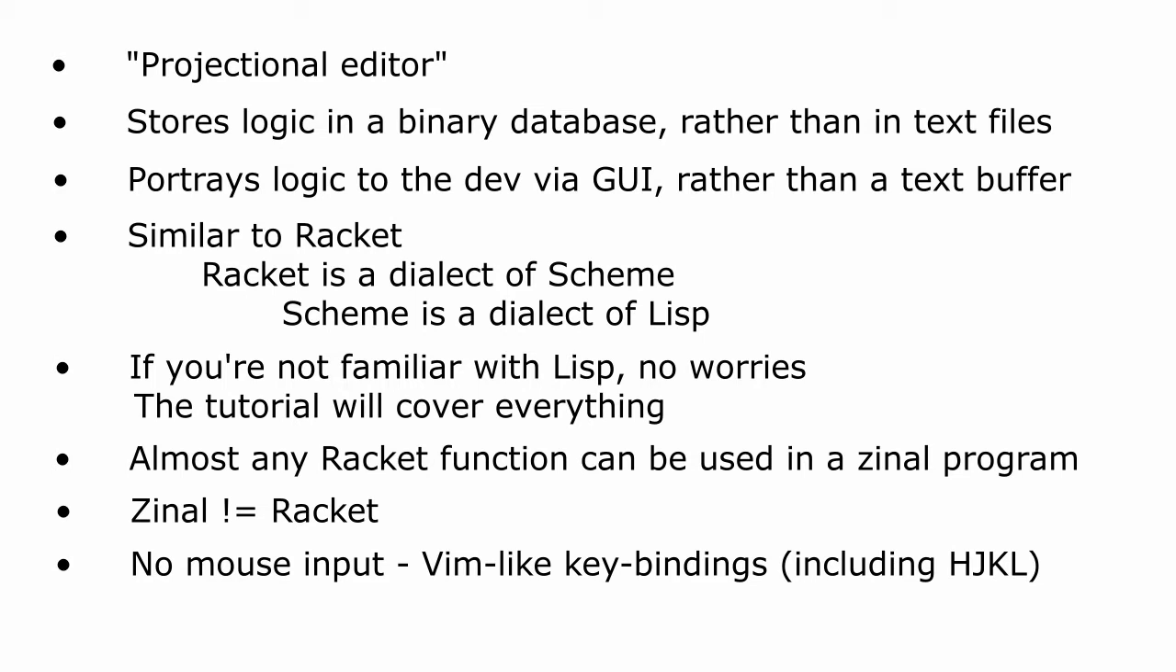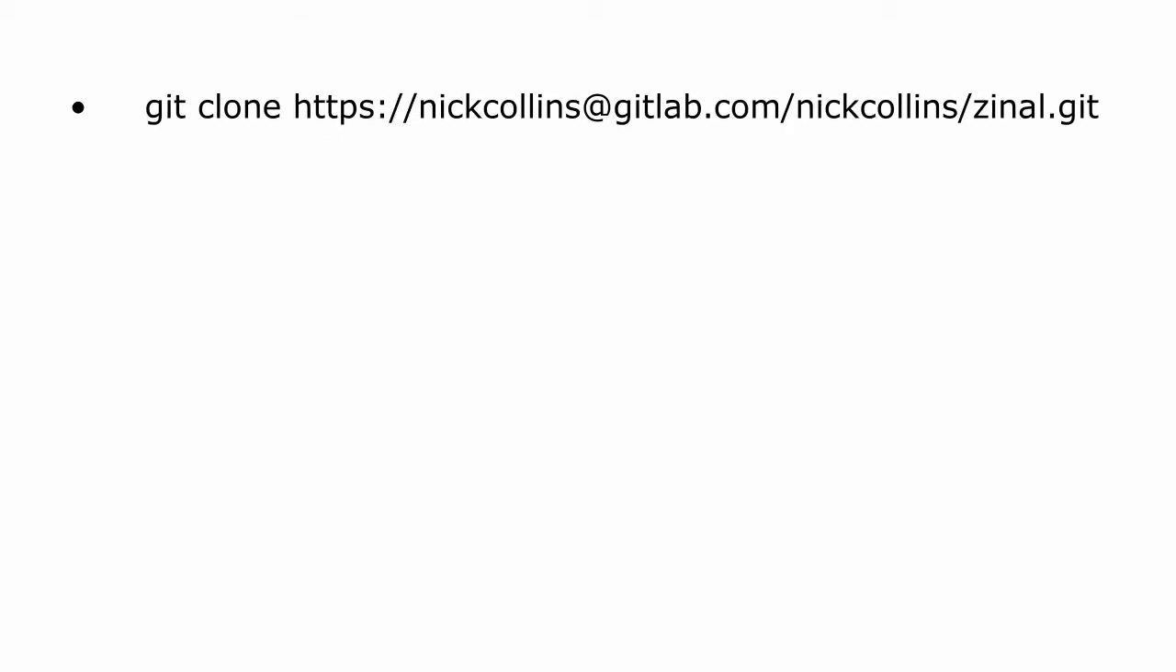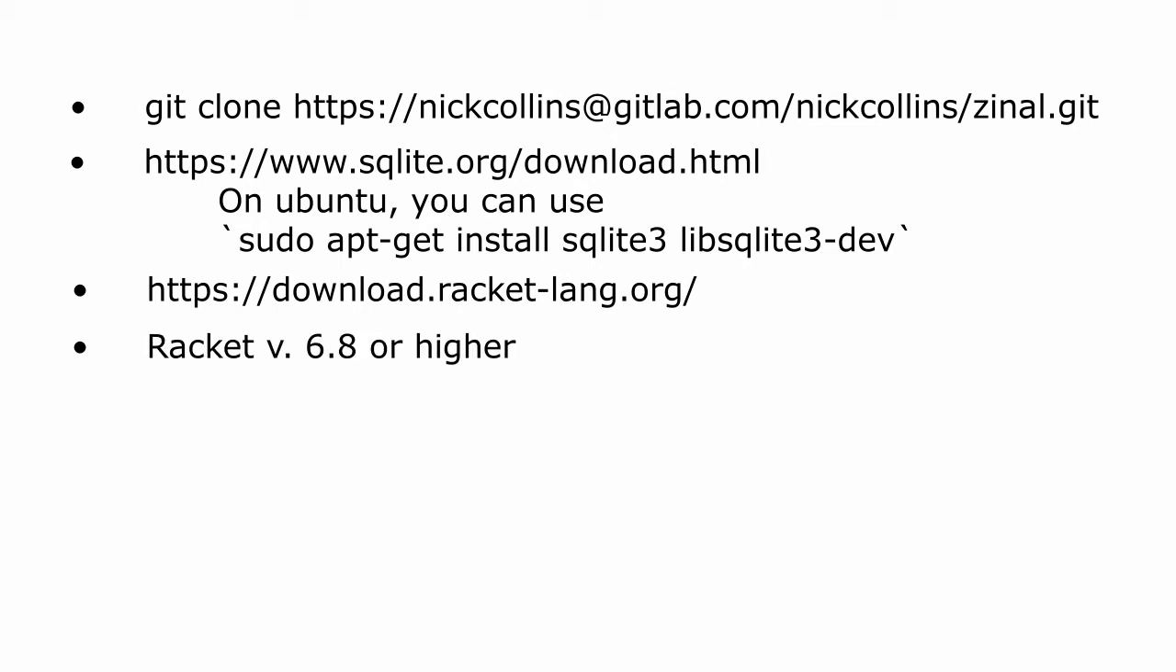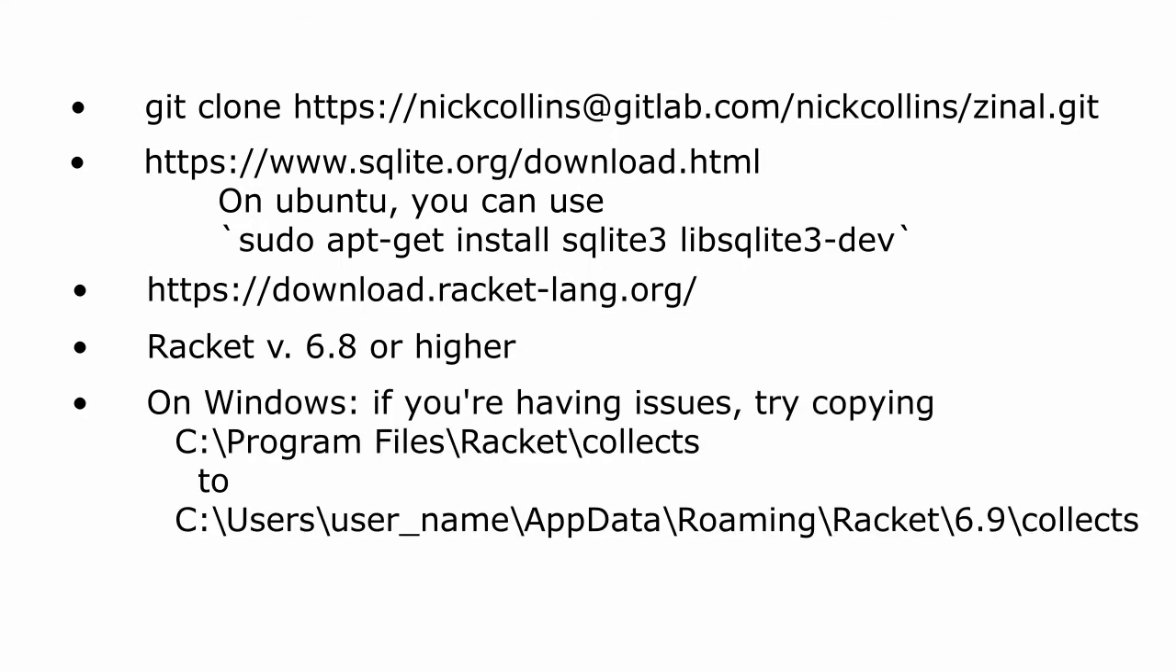Let's get started. First, clone the repo. Second, install SQLite 3 and Racket if you don't already have them. If you're on Ubuntu, like me, make sure you download Racket from their website and not via apt-get. Zinal requires Racket version 6.8 or above, and the Ubuntu package is outdated. If you're on Windows, you may need to do some finagling with file locations after installing Racket.